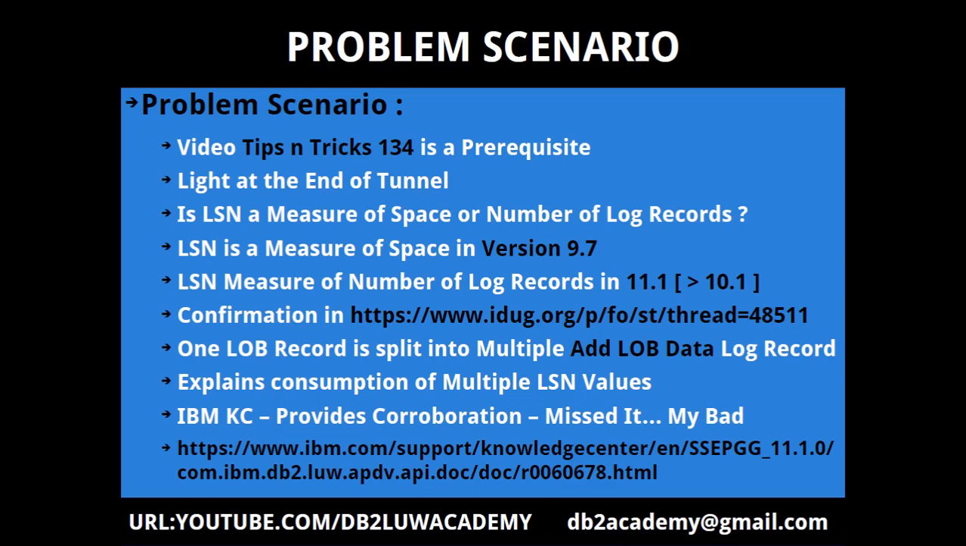The blob column might be 20 MB, and it cannot generate one log record of size 20 MB. Instead, it generates add LOB data log records, splitting it into chunks of data. Obviously it opens a lot of other questions in terms of recoverability, but I will not go into that now. This logging strategy explains the consumption of multiple LSN values, and IBM Knowledge Center also provides corroboration for it. I missed it in the last video. It's my bad.